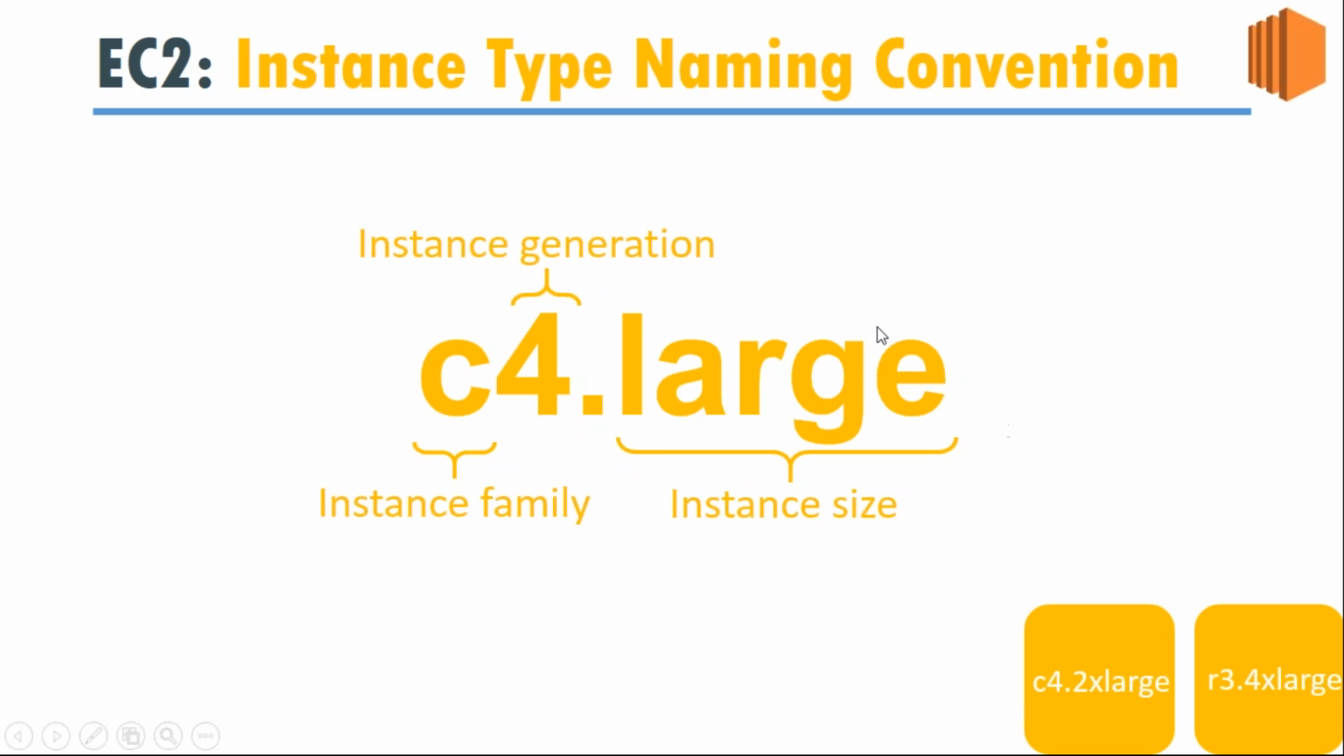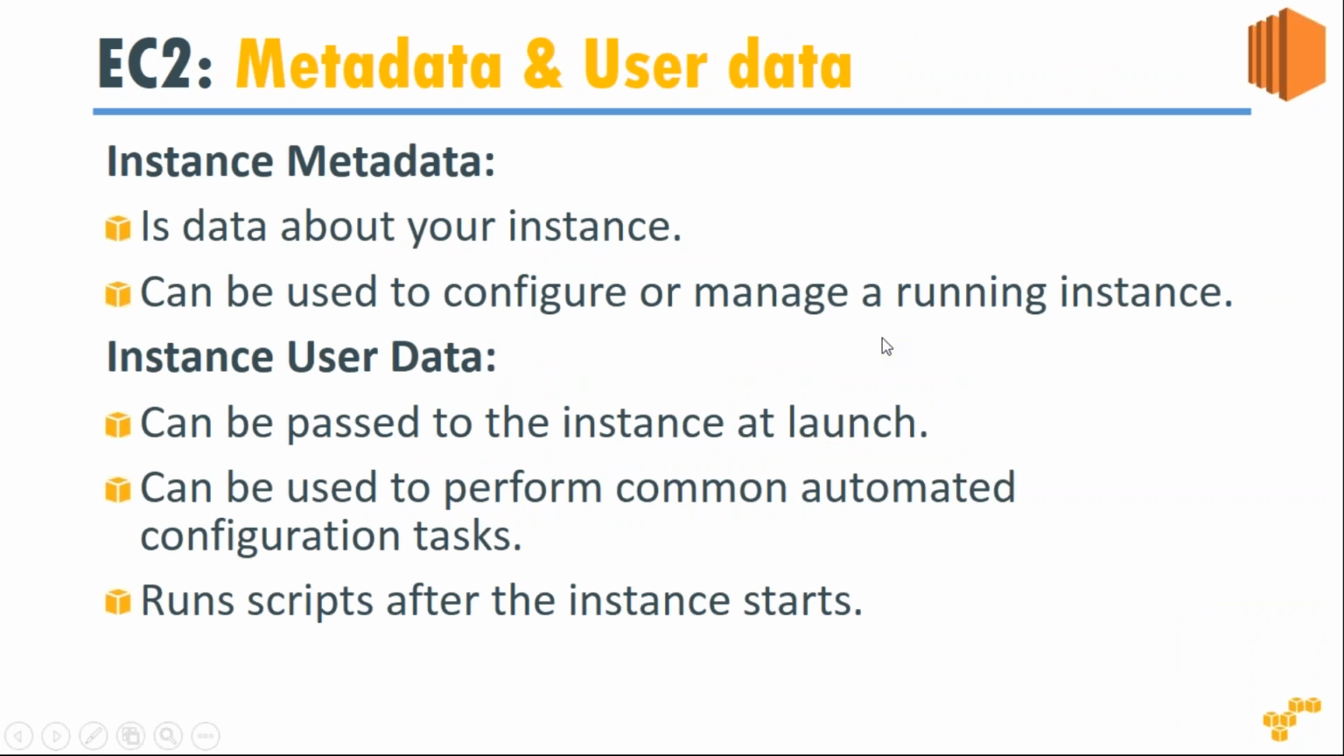When you are talking about a large instance, it means 8 CPU, and when you look at the bottom, you see 2x large, that means it has 16 CPU. When you are talking about 4x large, we are talking about 32 CPU there. So this is how the instances are named, and when somebody says they want a C4 2x large instance, they are talking about a compute optimized instance which is 4th generation and has about 16 CPUs. That is how you easily identify an instance from its name.